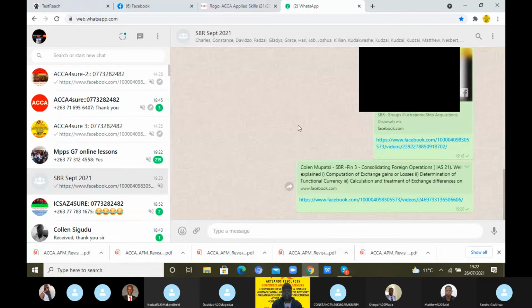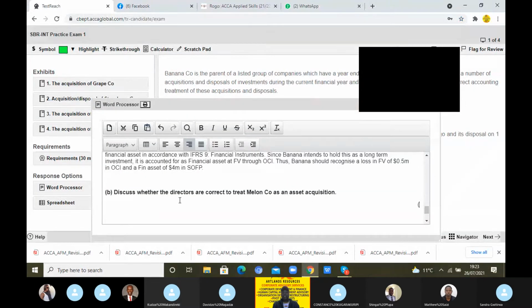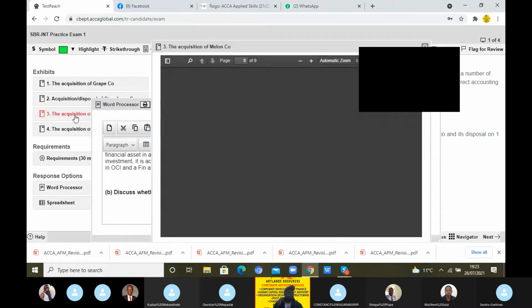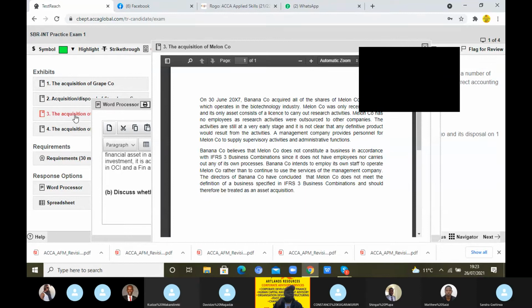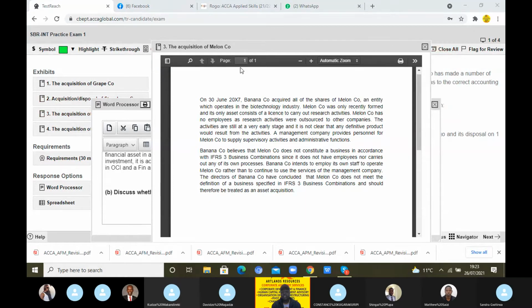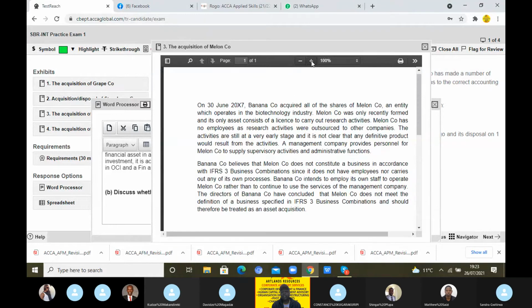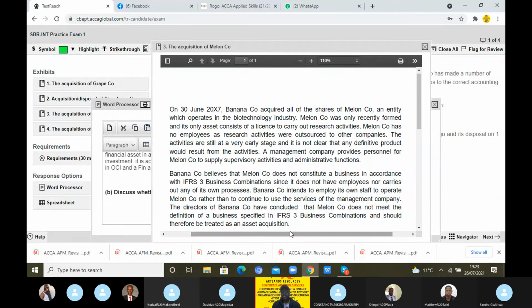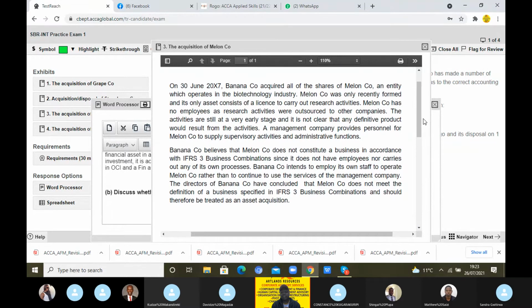Okay, coming to the question once again. Where was I? Here. Discuss whether directors are correct to treat Melon as an asset acquisition. So what you do when you're answering this, you come to Melon. Are they correct to treat Melon as such? Remember, there are 7 marks allocated for this. It tells you how handsomely you can score marks in this particular exam. No wonder why I like it. This is an exam where you get 7 marks just for 2 paragraphs like this.